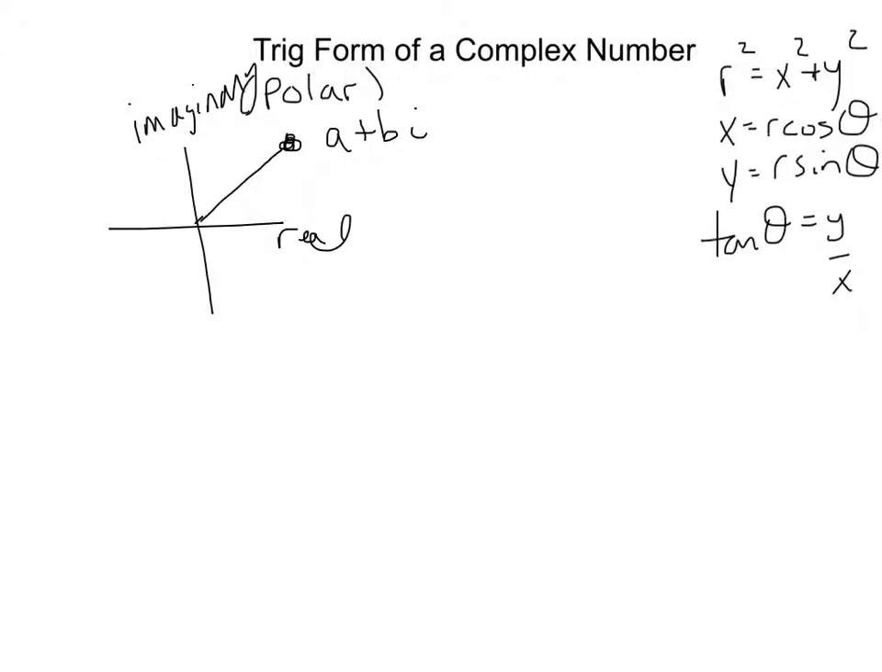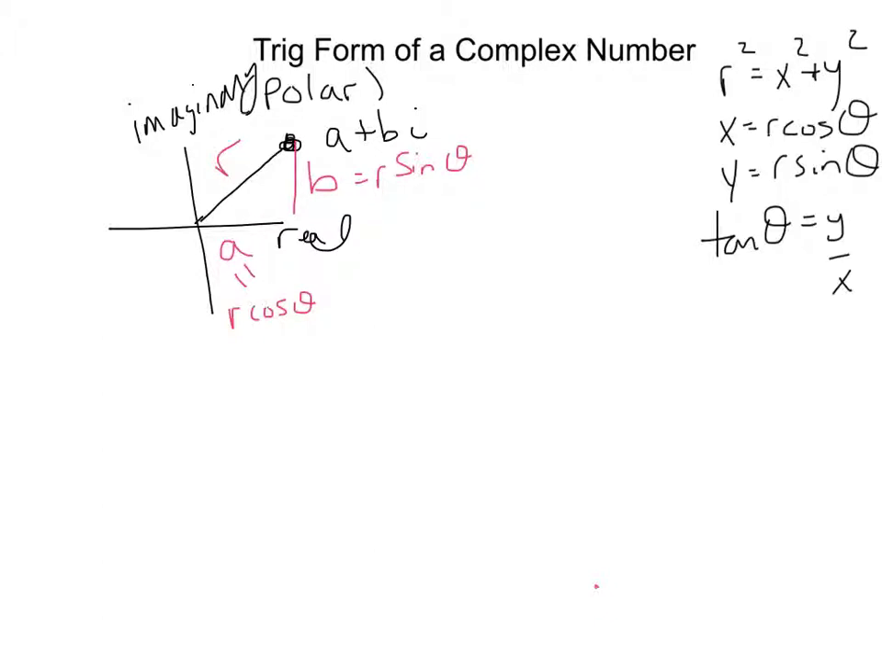So what we can do is, if I draw a triangle for this, right here, this is the a value, this is the b value. But a is really the x part. So this is really r cosine theta. This is r sine theta. And the hypotenuse is the r value. Remember, r is directed distance. So I can write this complex number in this kind of form.